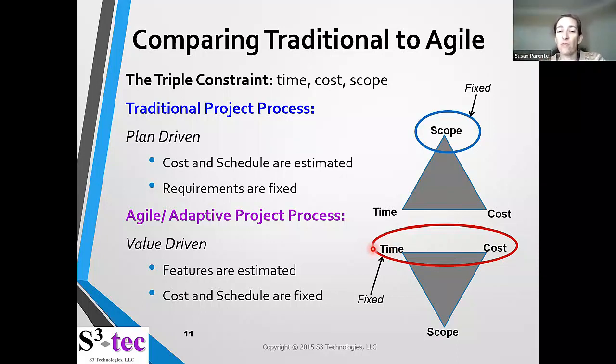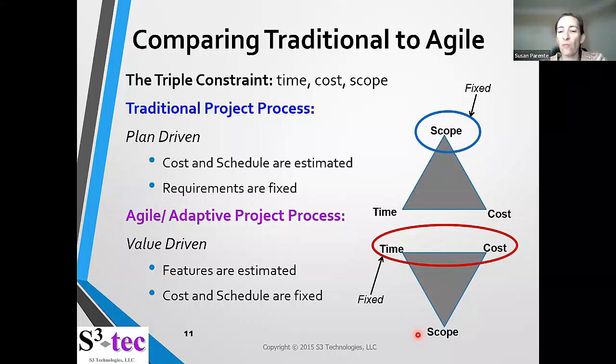So we call these iterations. In each iteration, we would deliver some product. What we would do is fix our schedule and our cost, and then we estimate our scope. So we flip this triangle around, and that makes all the difference in the world. You can see why we would want to do this.